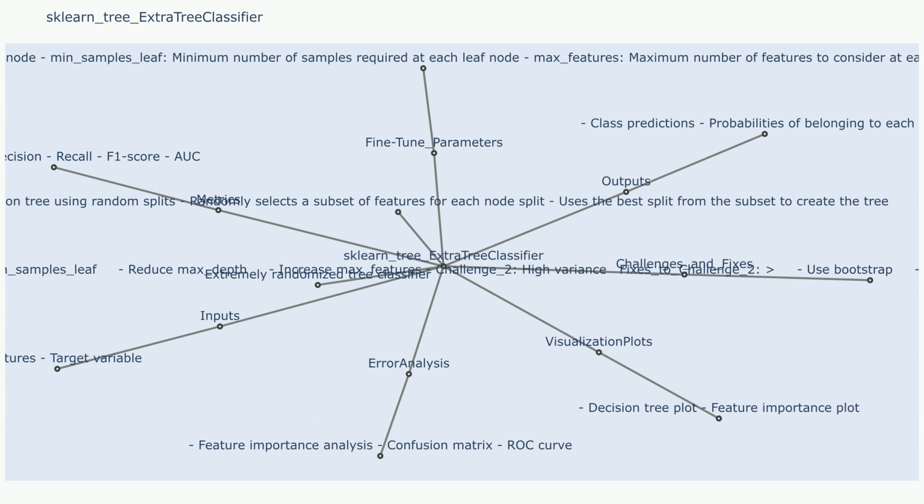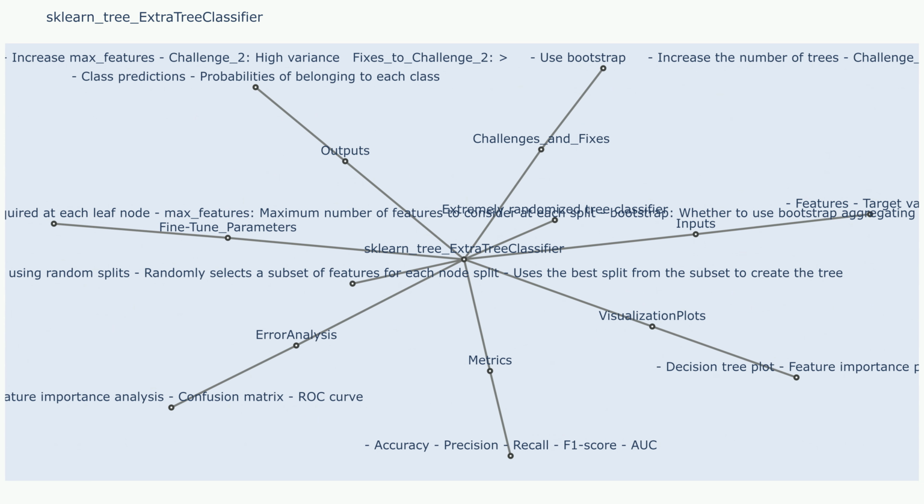Fine-tune parameters. Estimators. The number of trees in the forest. Increasing this value generally improves performance but can also increase training time. Criterion. The function to measure the quality of a split. Common options include Gini impurity and entropy for information gain. Max depth. The maximum depth of each tree. Limiting the depth can prevent overfitting by reducing the complexity of the trees.